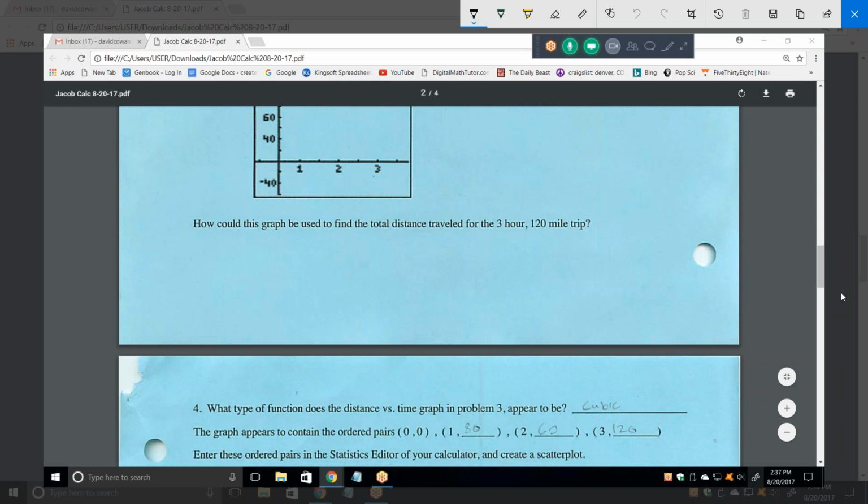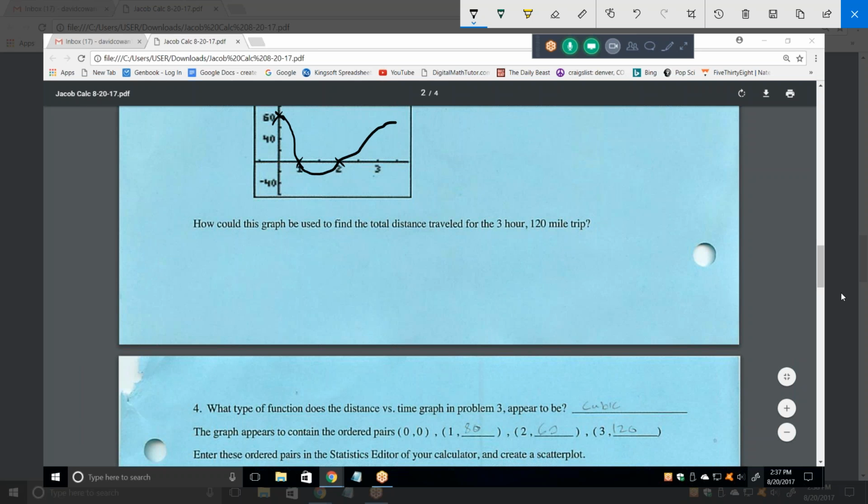So we know this point was on the velocity graph. We know that point was on the velocity graph. We know we started at 60. And we know there was a period of negative velocity. And then we basically did something like that. How could this graph be used to find the total distance traveled?